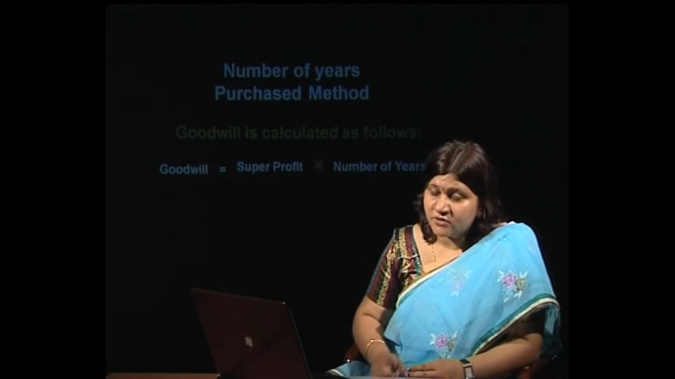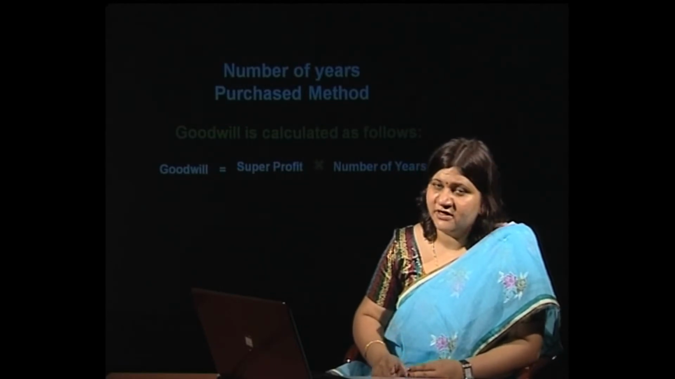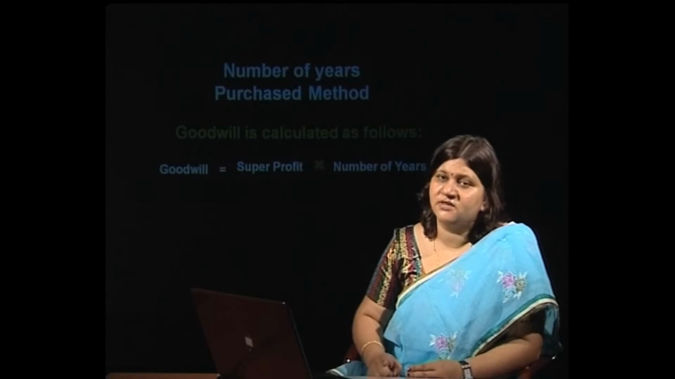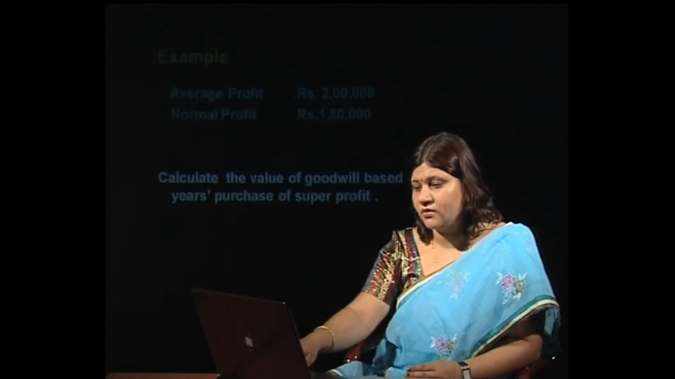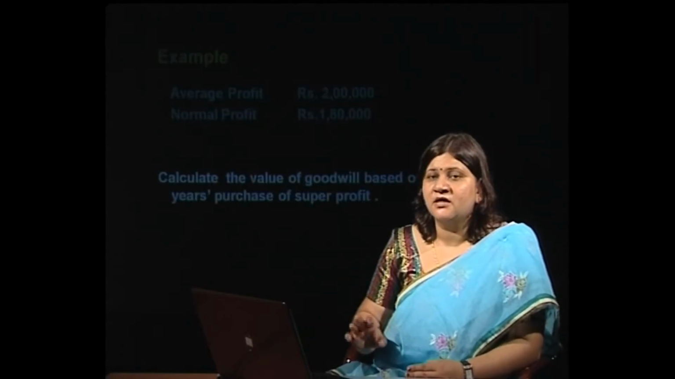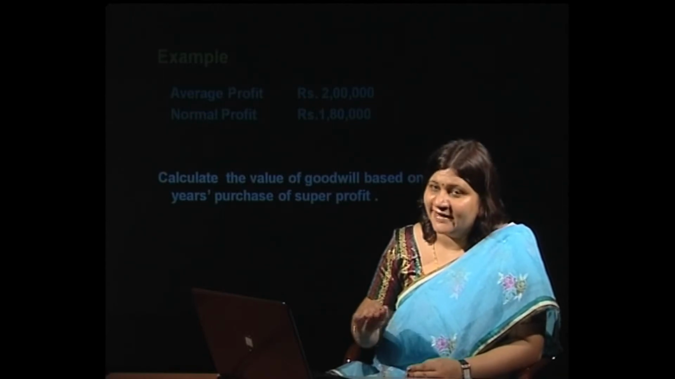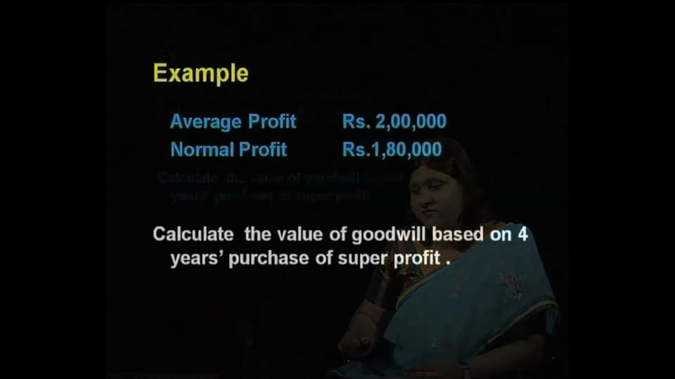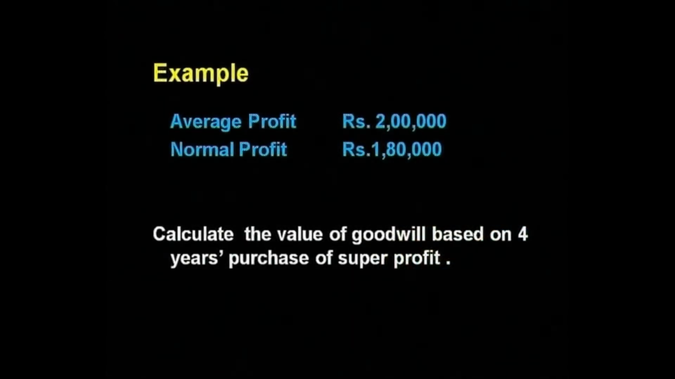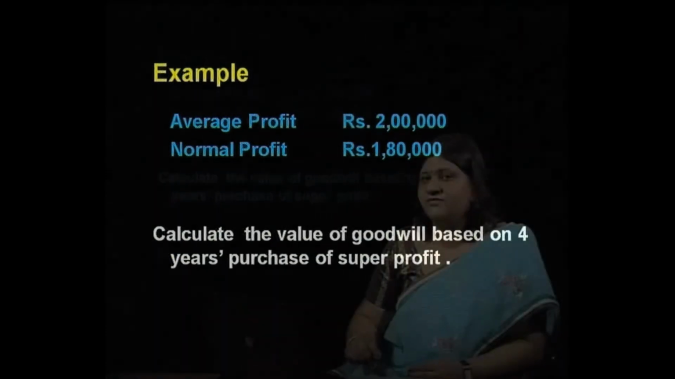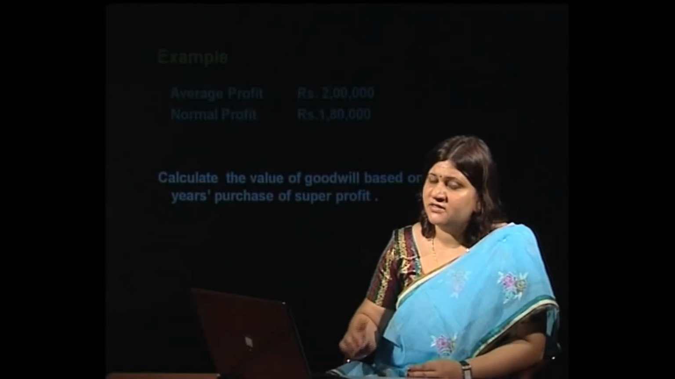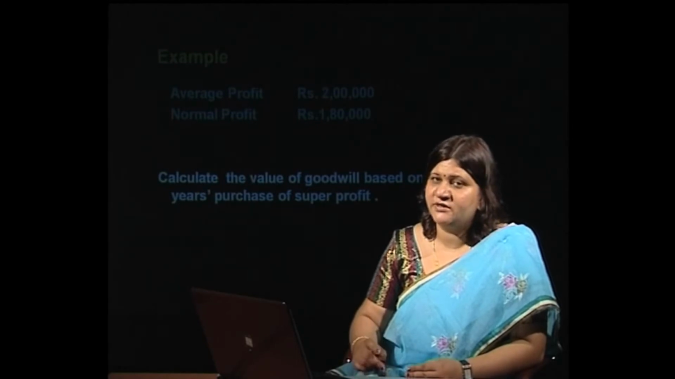So this procedure is to be applied rationally and step by step to ascertain the value of goodwill. Let us take up an example. With the help of figures, the scenario will be much clearer to the candidates. So here the average profits are rupees 2 lakh and the normal profit is 1,80,000. In our previous lecture, when we ascertained the normal profit, the same figure of 1,80,000 was computed.